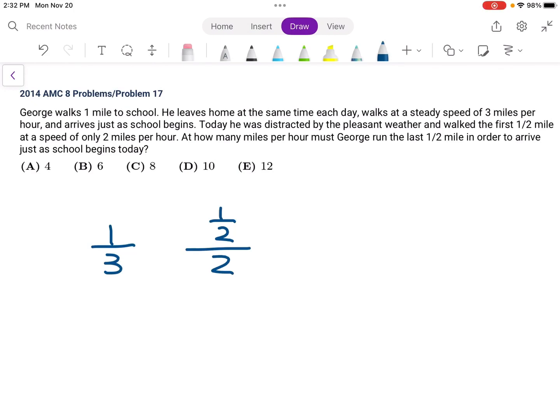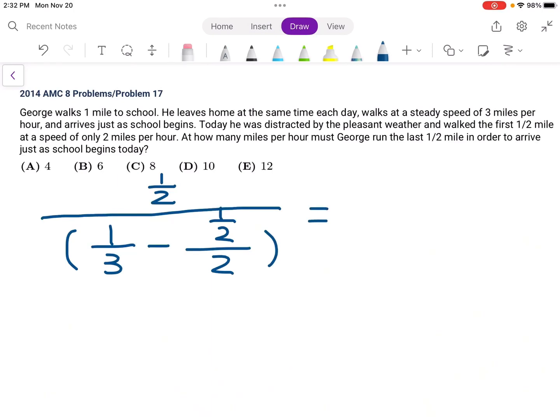The typical time is 1/3, so we use 1/3 to subtract the time he walked today for the half mile. That's how much time is left for him to arrive at school. And there is 1/2 mile of distance left. We divide that distance by the time, and that is the speed he needs to run.